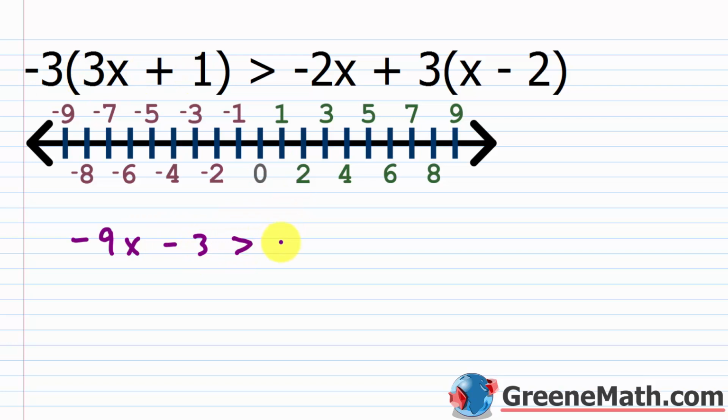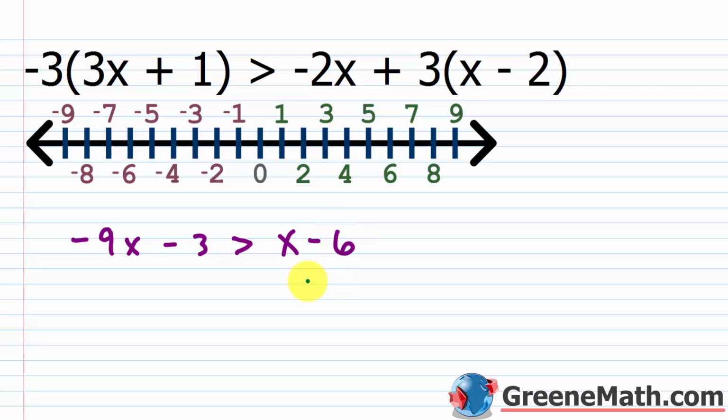This is greater than, you have negative 2x. And then plus, you have 3 times x, which is 3x. And then minus 3 times 2 is 6. So on the right side here, negative 2x plus 3x is just x. So we'll just put x minus 6 like that.